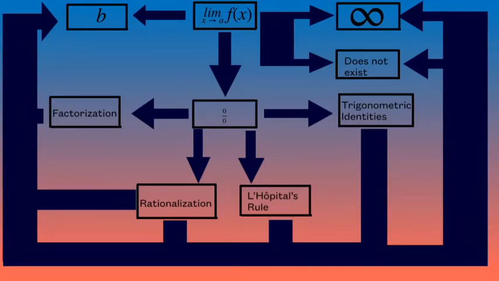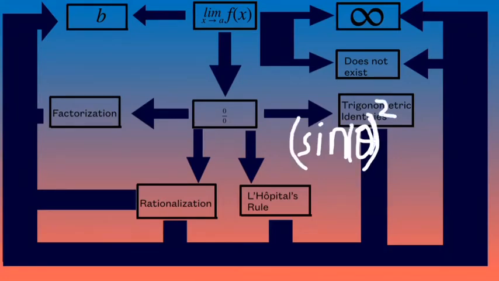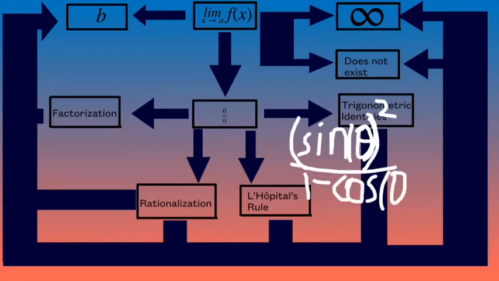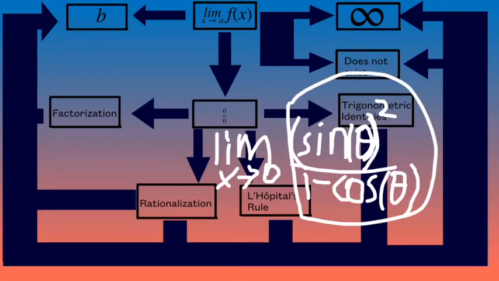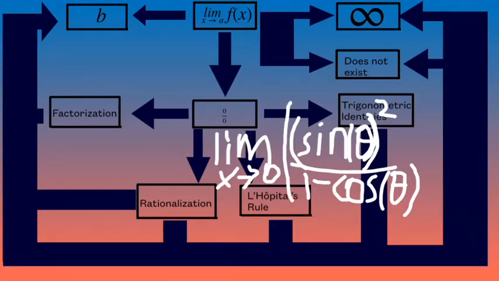Next, you have trigonometric identities. So that's something like sine of theta over 1 minus cosine of theta, and the limit as theta approaches 0. If you know your trigonometry, you know that this is going to end up as 0 over 0 if we assume that this is our f of x.